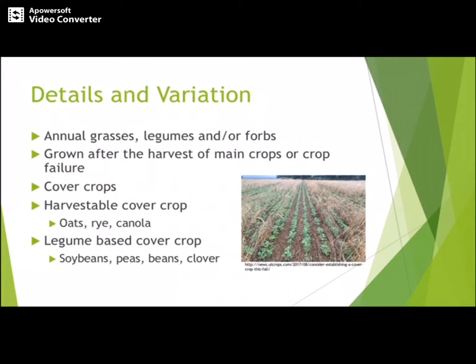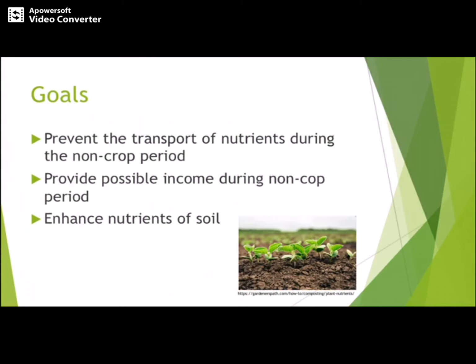Traditional cover crops that are planted but simply terminated and not harvested. Harvestable cover crops that can be harvested and used as another source of income or animal feed. Typical harvestable cover crops include oats, rye, and canola. And legume-based cover crops that are cover crops that fix nitrogen, such as soybeans, peas, beans, and clover. This picture on the right shows cereal rye being used as a cover crop for soybeans.